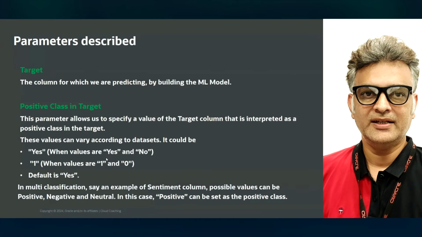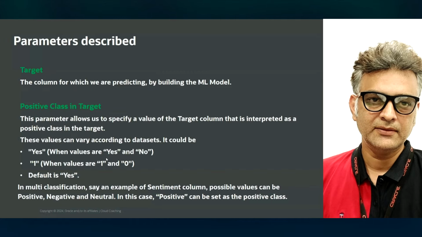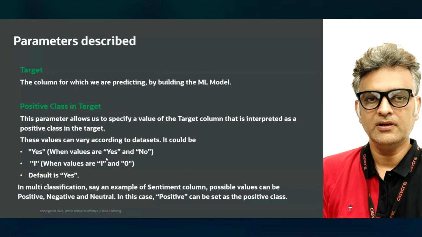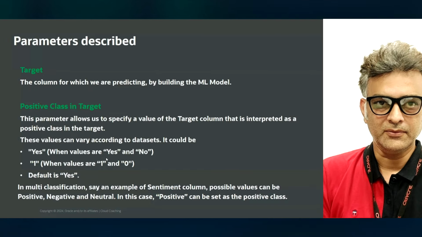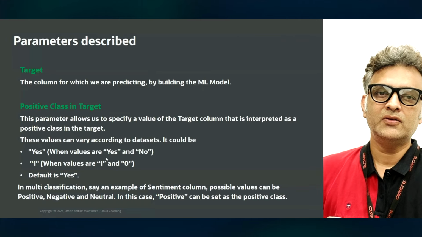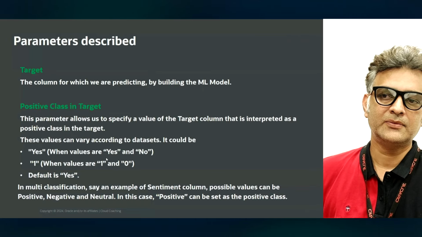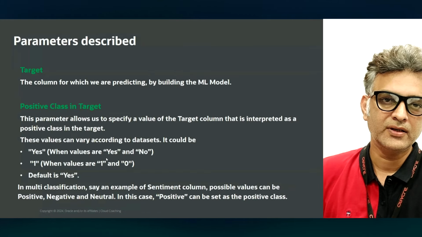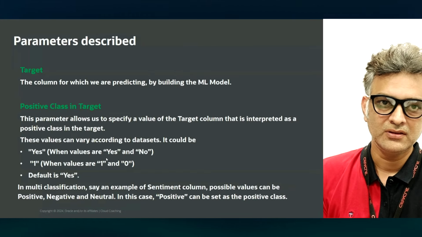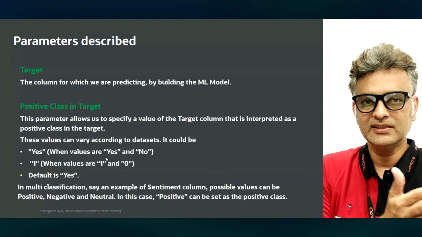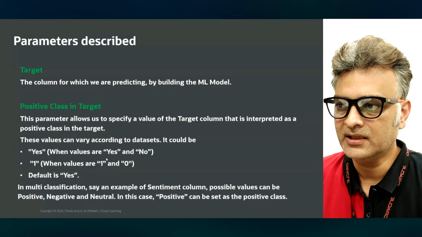So the first parameter is target. Target is the column or variable in your data set on which you want to build a machine learning model. Suppose in a data set you want to see how likely a customer is to buy a particular product or not. Say likelihood to buy. Okay, it can have two outcomes, yes and no. So in that case, the target column is likelihood to buy. This is what we are trying to build a machine learning model for.